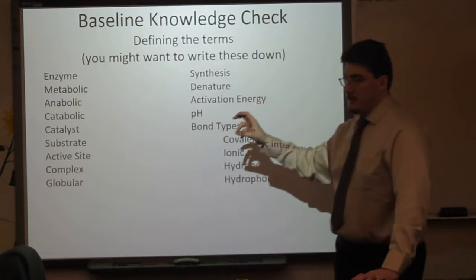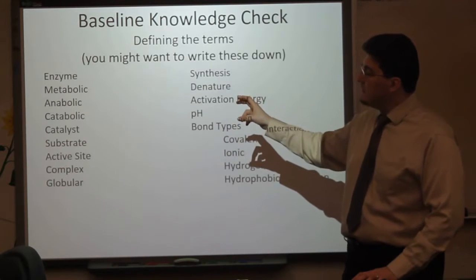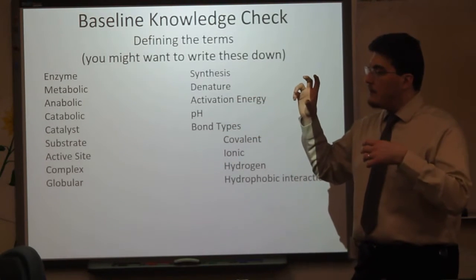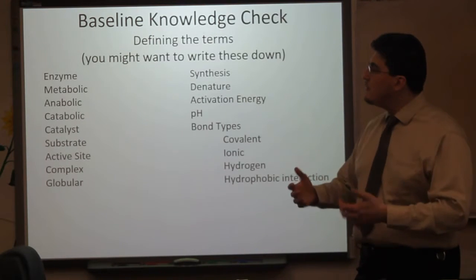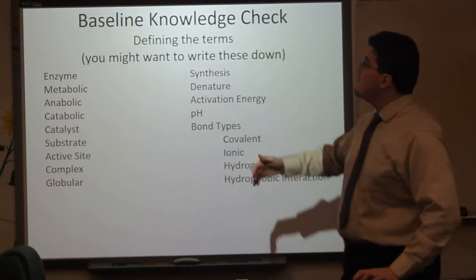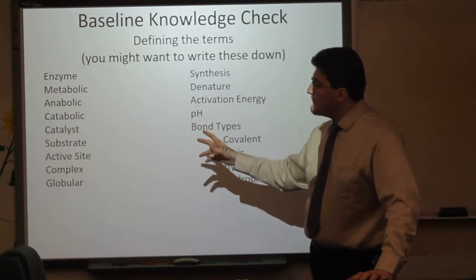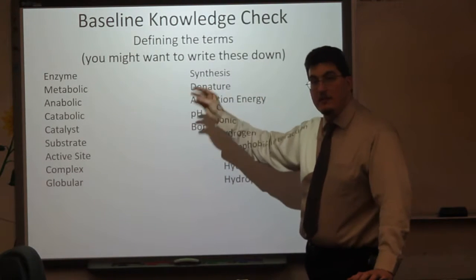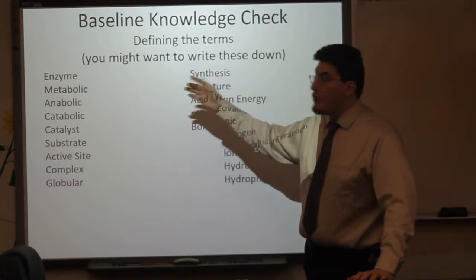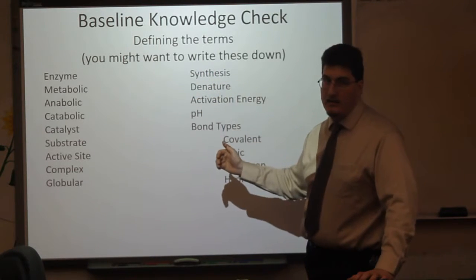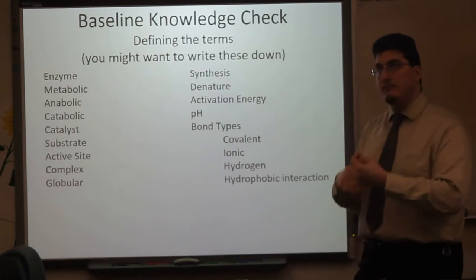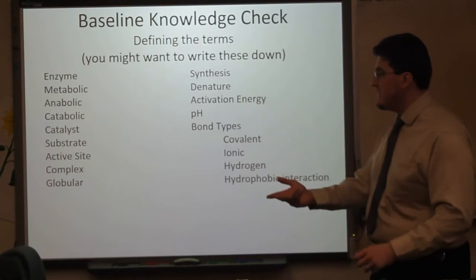The substrate is the molecule or molecules that an enzyme will act upon. The active site is the space, the physical part of an enzyme where that substrate will bind in order for that chemical reaction to proceed.